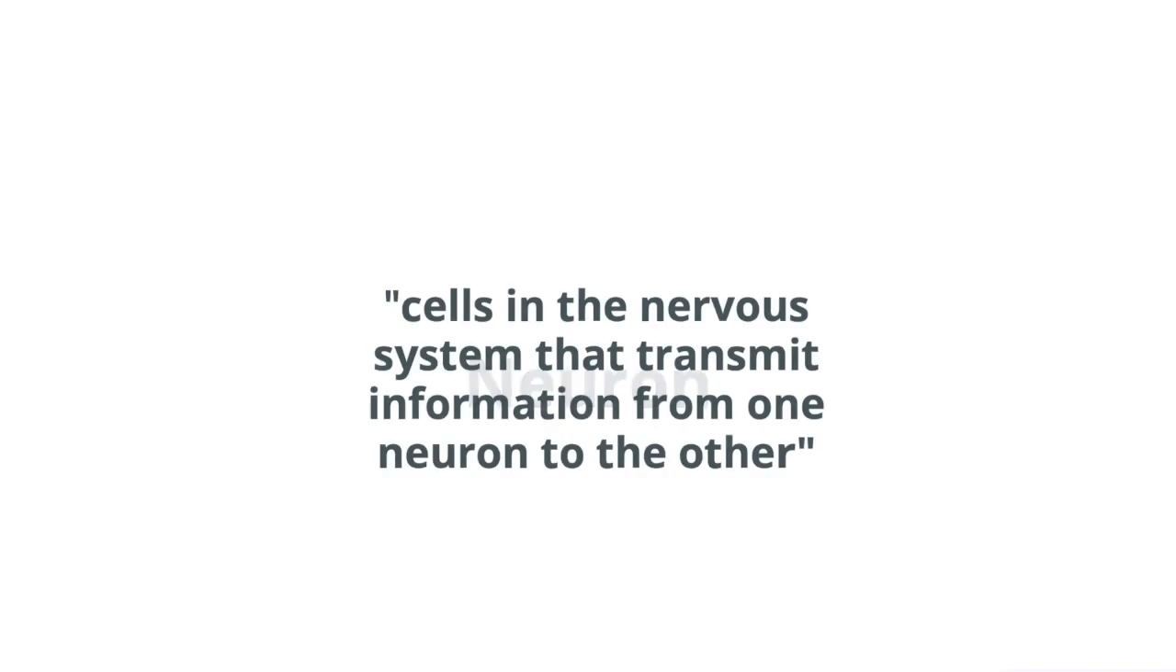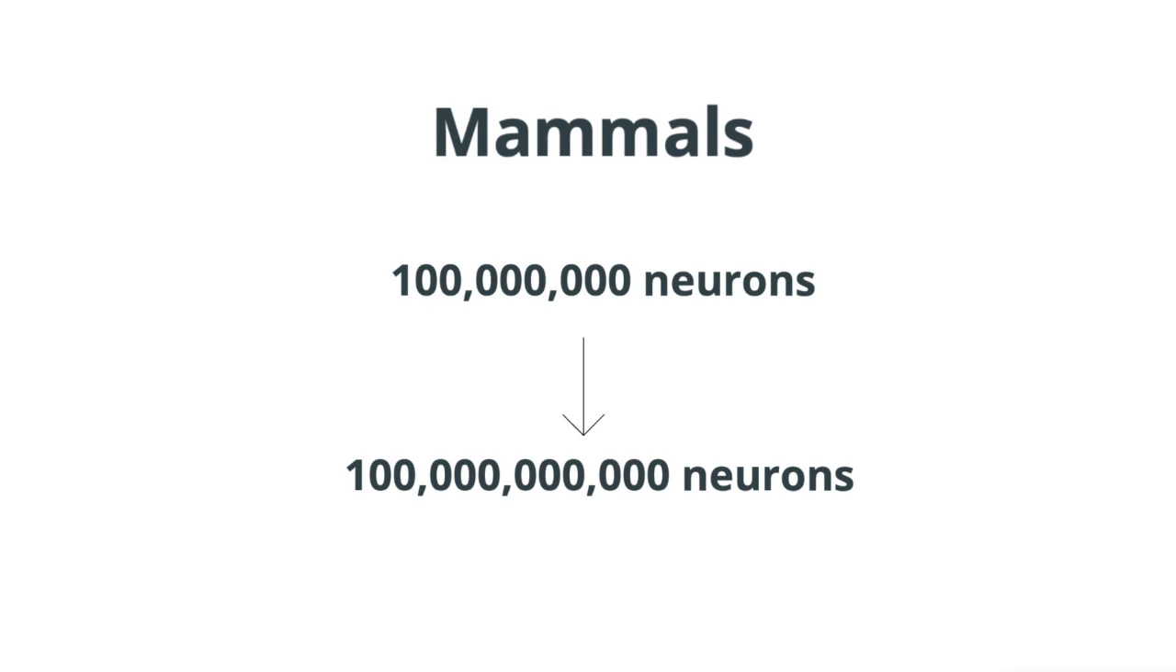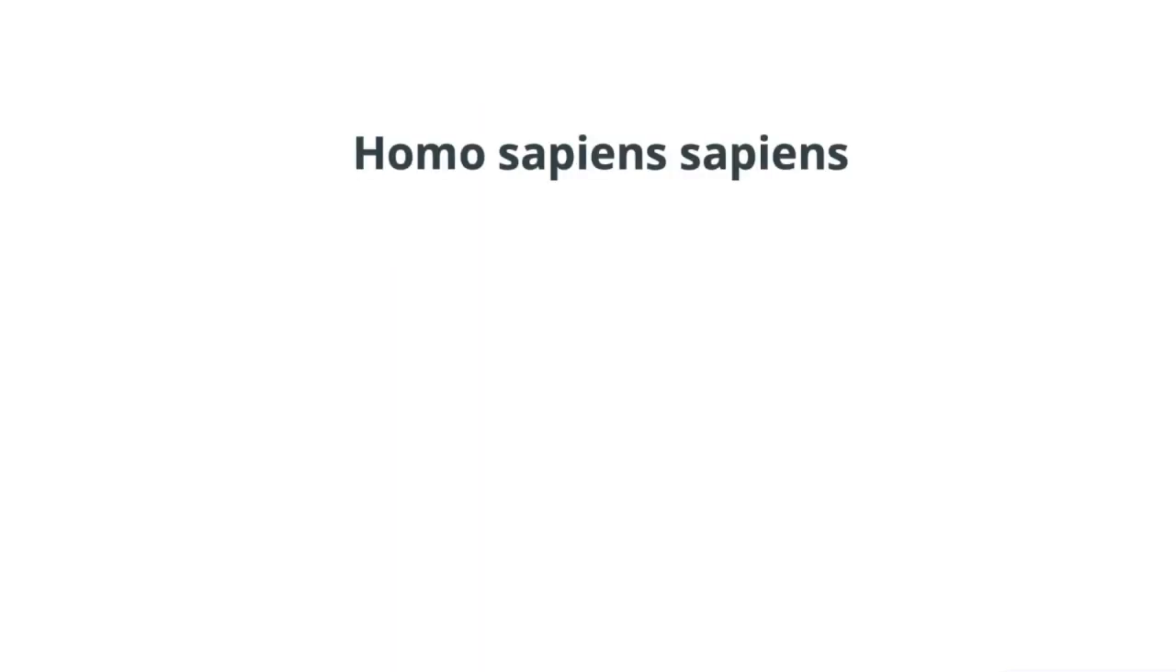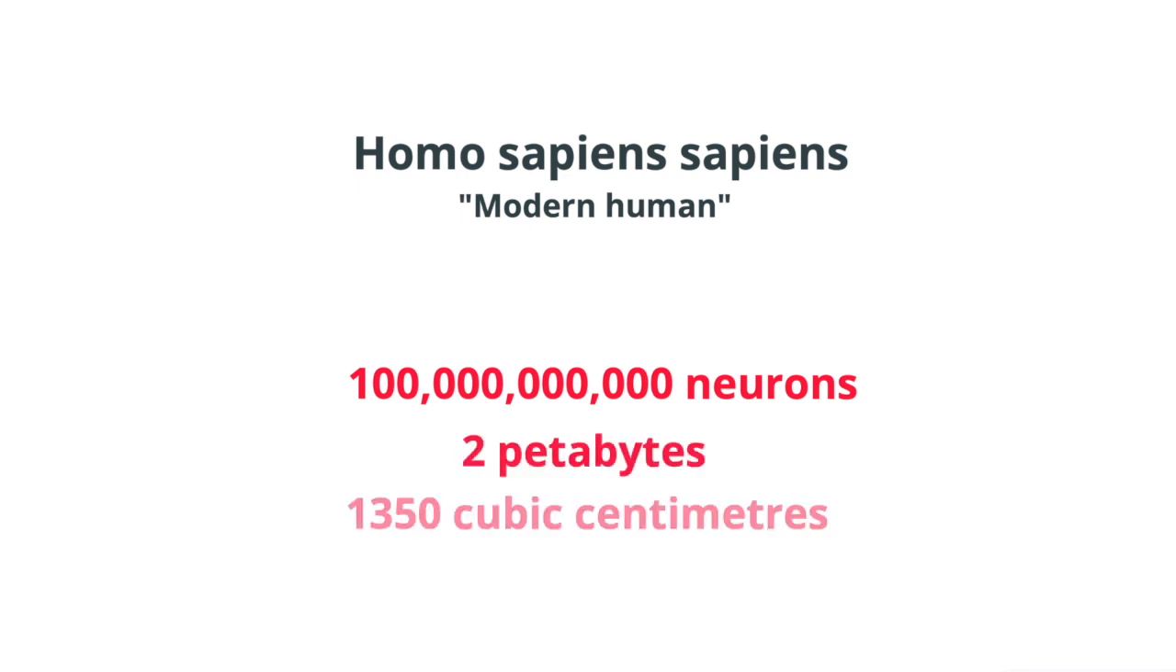The brain is also made up of neurons, which are cells in the nervous system that transmit information from one neuron to the other. The brain of a mammal ranges from 100 million neurons to 100 billion neurons. Homo sapiens sapiens, which is the scientific name for a modern human, has 100 billion neurons. We also have a memory of 2 petabytes, which is 2 million gigabytes, and a cranial capacity of 1,350 cubic centimeters.